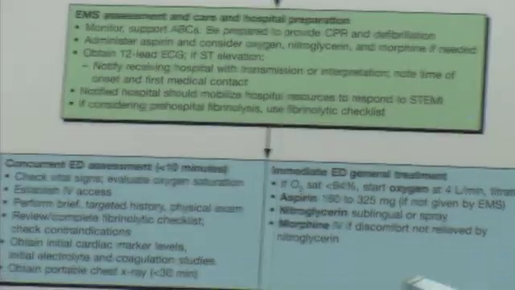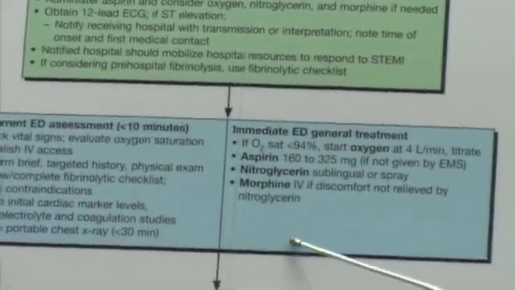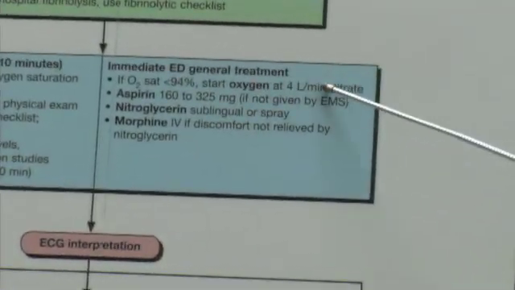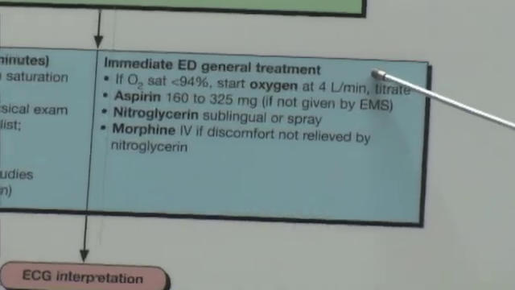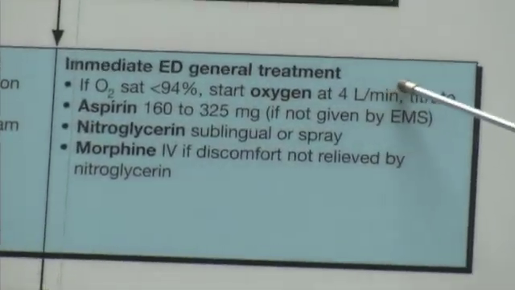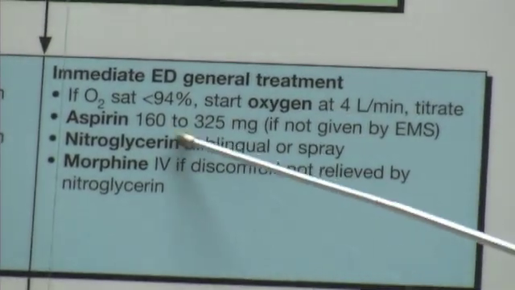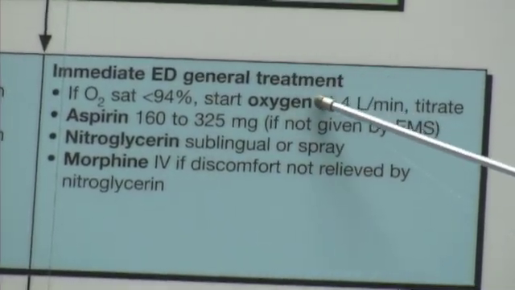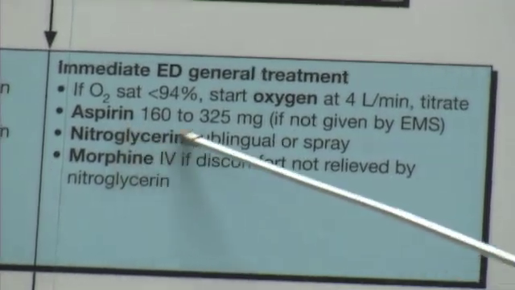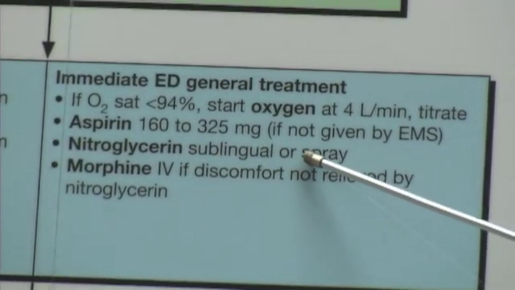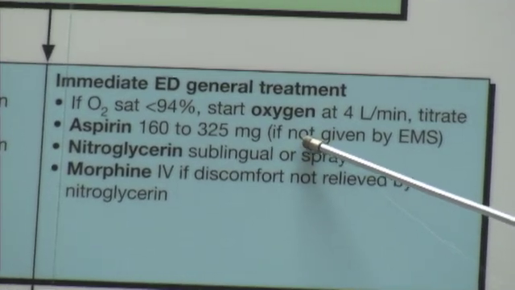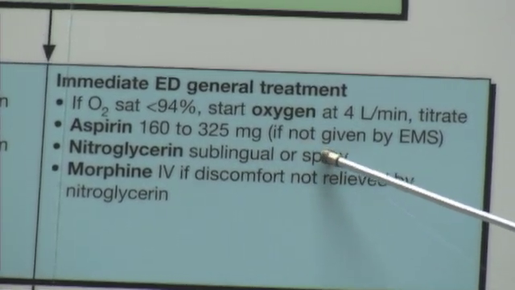Come down to our blue box, this is where we're in the emergency room, and on the right it says immediate ED general treatment, and we've got our MONA listed, not exactly in MONA order. So oxygen, if the O2 sat's less than 94. We're going to give an aspirin, and remember that dose range, 160 to 325 milligrams of aspirin.